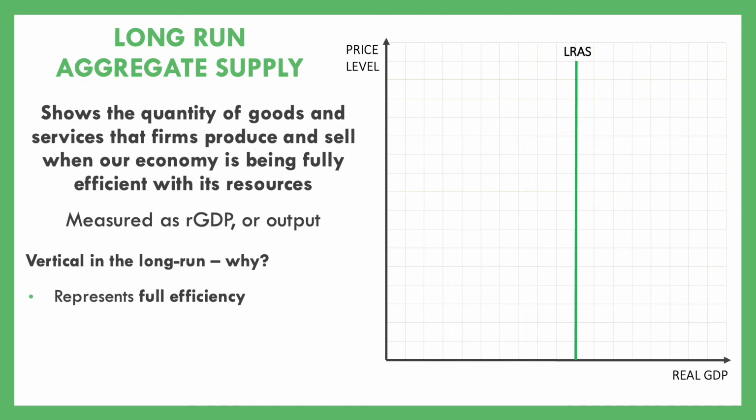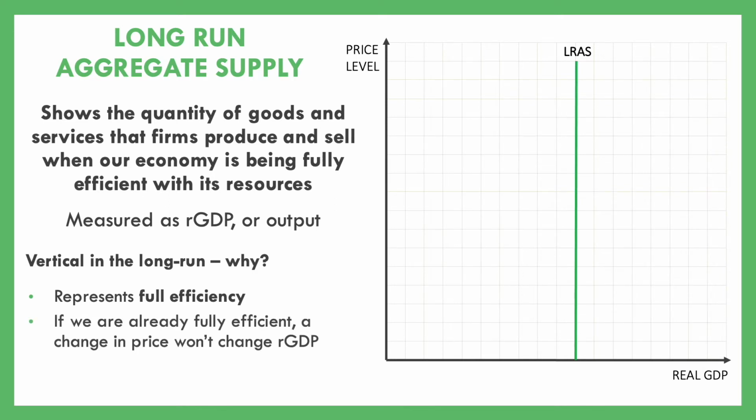And so, if we're already being fully efficient, a change in the price isn't going to change our real GDP or our output because we're already using our resources as best we can. Just because the price changes doesn't mean we can all of a sudden make more of these products. A better way of maybe thinking about it is a sustainable level of production. It's what we can sustain over a long period of time.